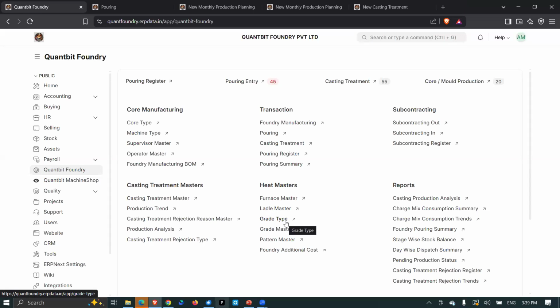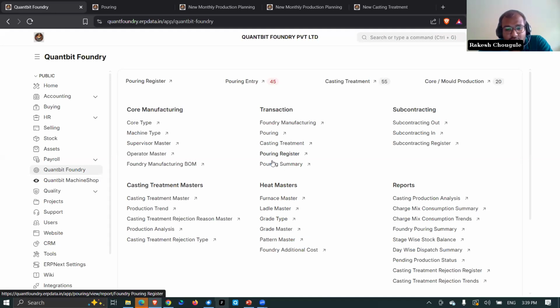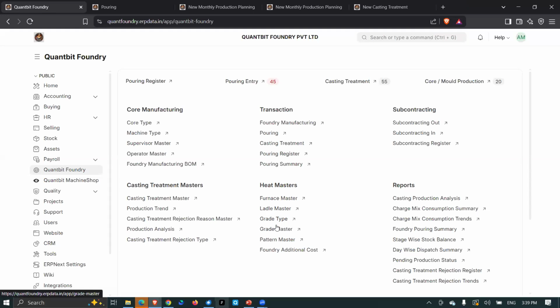No. We have made the casting treatment in such a way that routing works in the ERPNext standard module. So we have defined it in casting treatment. You can see here. Also, in your flowchart, you were showing that some part will go out for job work.